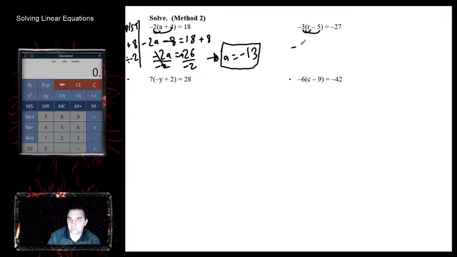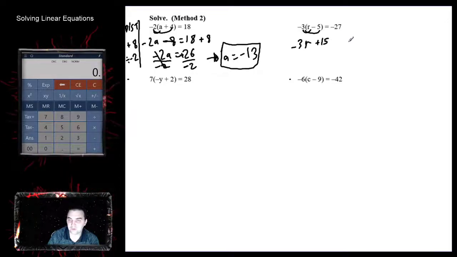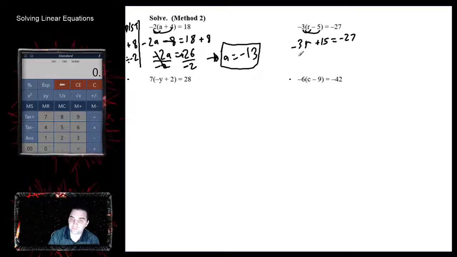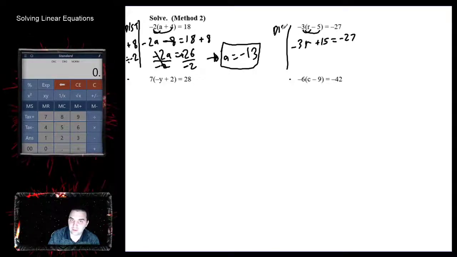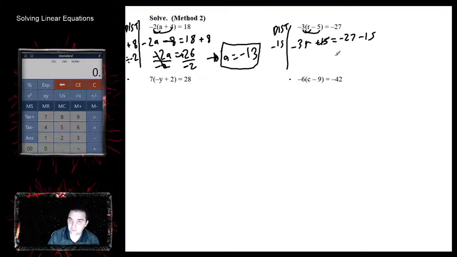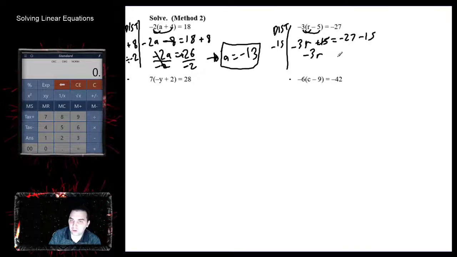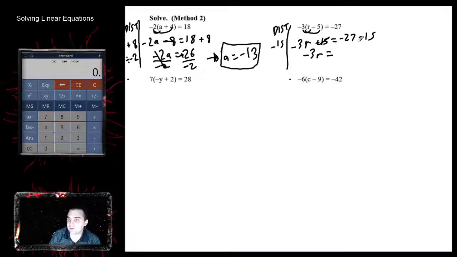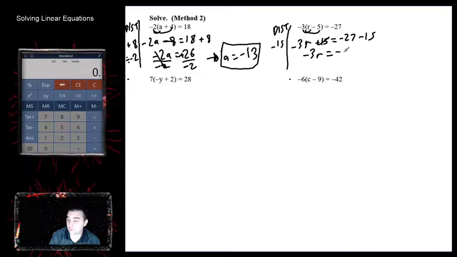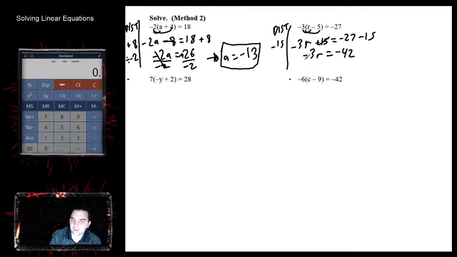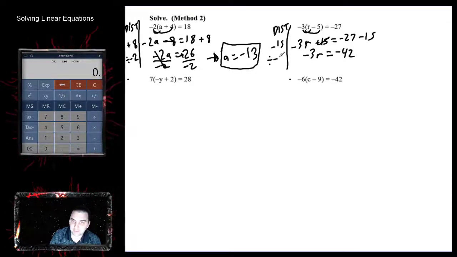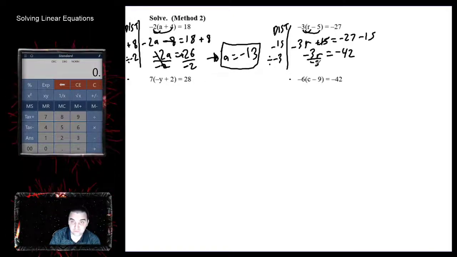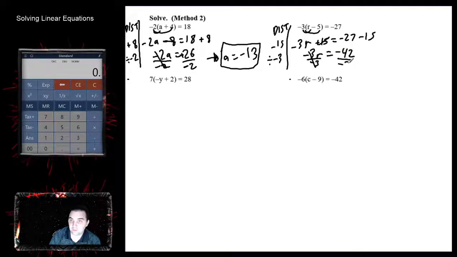Distribute here, minus 3r, and then plus 15, double negatives, so it's positive, is equal to minus 27. Now I'll get rid of the positive 15 by doing negative 15 on both sides. So I have minus 3r is equal to minus 27 minus 15 is minus 42, I hope. And then I'm going to do dividing by minus 3 because it's the opposite operation of multiplying by minus 3. If I do that to both sides, I have double negatives, so these are going to turn positive.